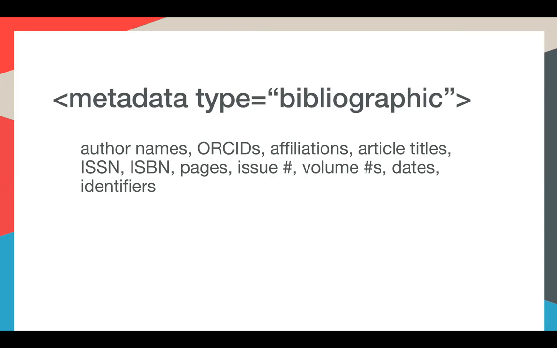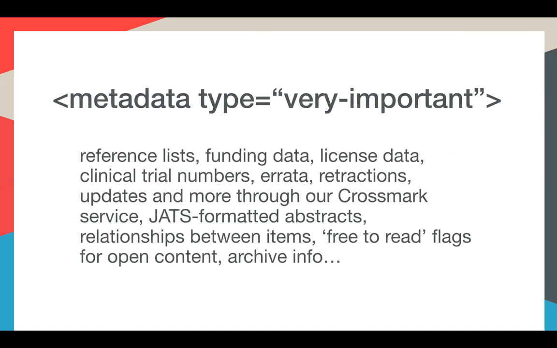We just don't require it because we realize it's not completely relevant or available for all metadata that you submit to us. We collect a lot of other metadata as well. It's not traditional bibliographic metadata, but it can be just as important for describing your content and where it sits in relation to other scholarly objects. So we collect information about where you archive your content. We have a free to read tag for open access content. We collect reference lists so you can participate in our cited by service and see who is citing your content. We collect funding data, license data, clinical trial numbers, if that's relevant for your content. We collect information about errata, retractions, and updates through our Crossmark service. And we're also collecting explicit relationships between items more and more.